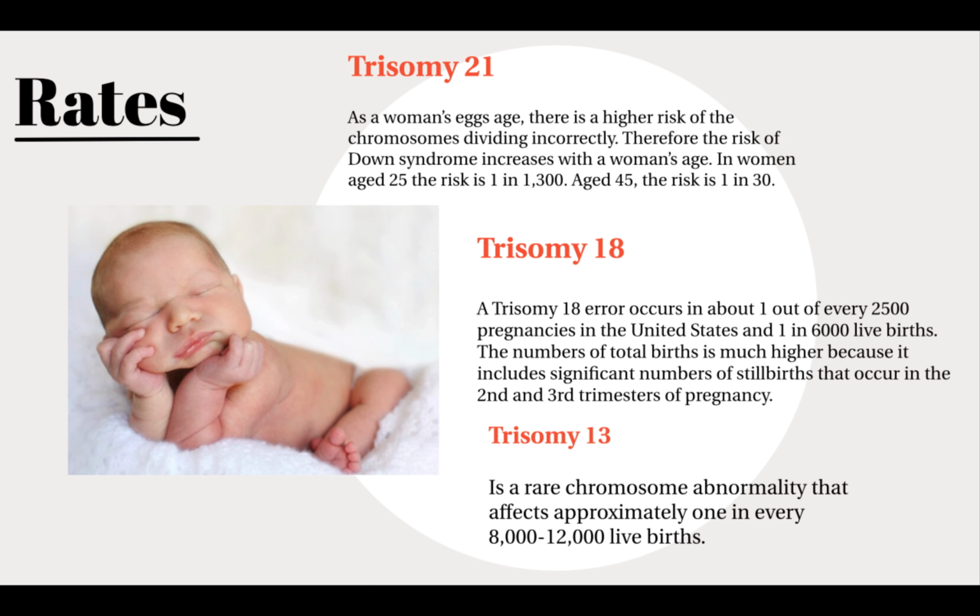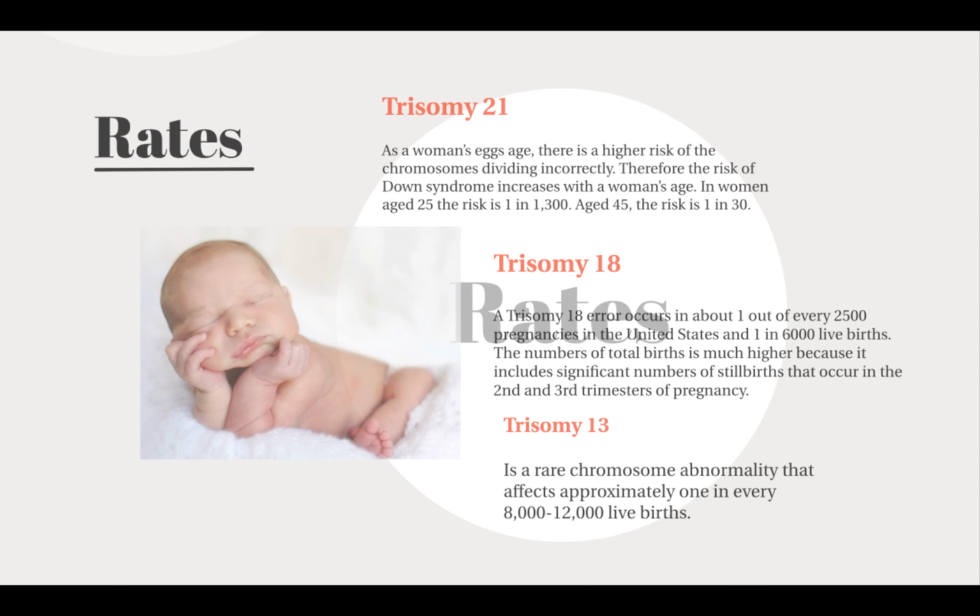Trisomy 18 is a more rare abnormality, and it occurs in 1 in every 2,500 births in the US. When you account for the stillbirths, it becomes 1 in every 6,000. Trisomy 13 is very rare, and this abnormality affects approximately 1 in every 8 to 12,000 live births.